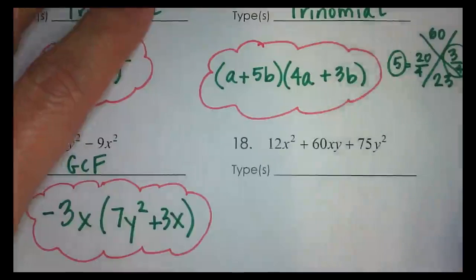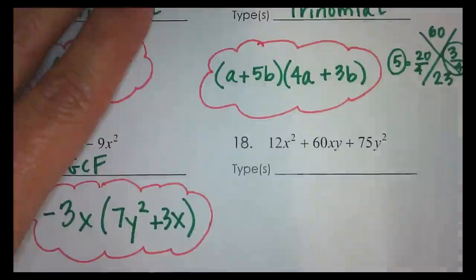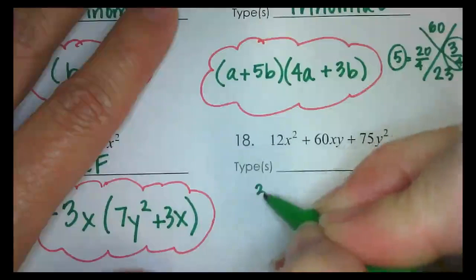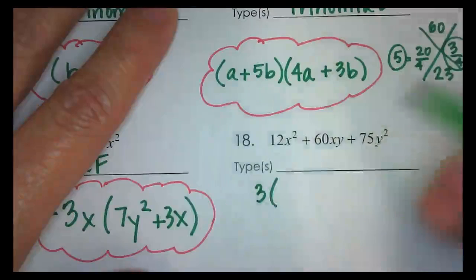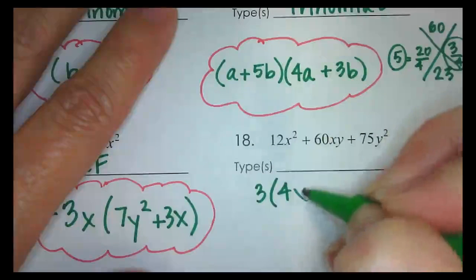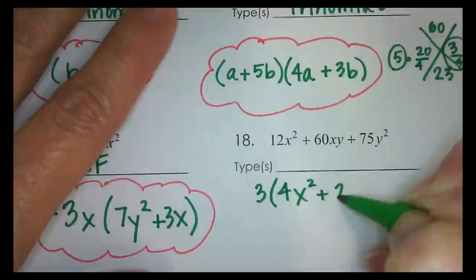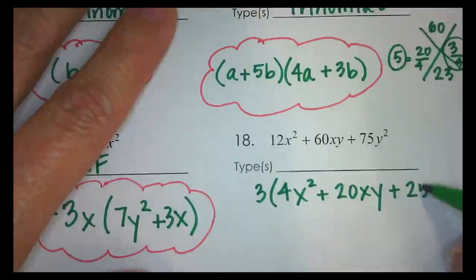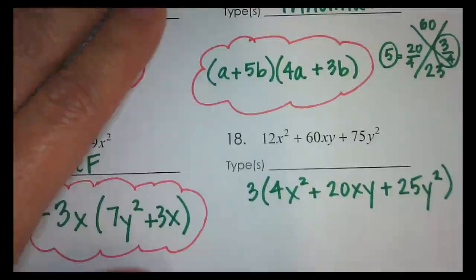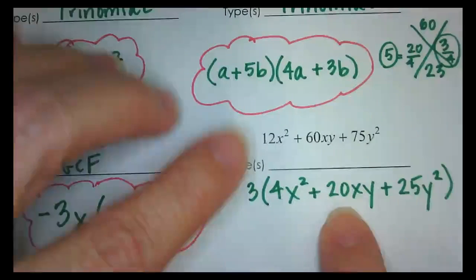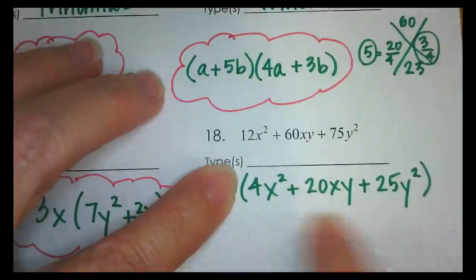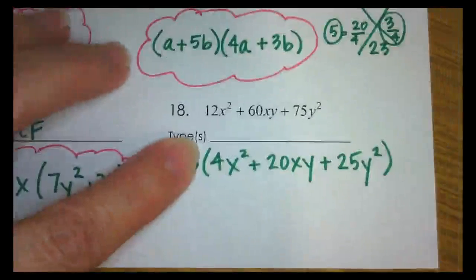All right, last one. So first thing we look for is GCF. All of those can be divided by 3. So if we take out a 3, that would leave 4x squared plus 20xy plus 25y squared. So now looking at this, I'm going to ignore the GCF for a second. Looking at this, I have a trinomial with a leading coefficient.